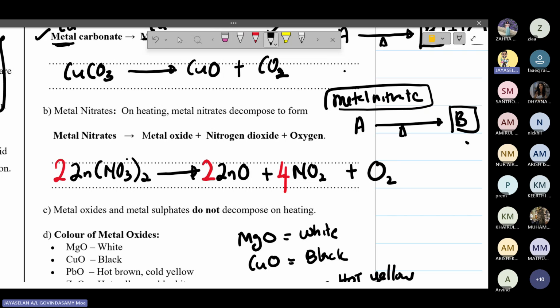Sir, saya tak faham apa you ajar. Ini zinc 2, zinc 2. Sudah balance. Okay, kan? Nitrogen berapa? Nitrogen 2 times 2, 4. Nitrogen sudah 4. Okay, sudah balance.